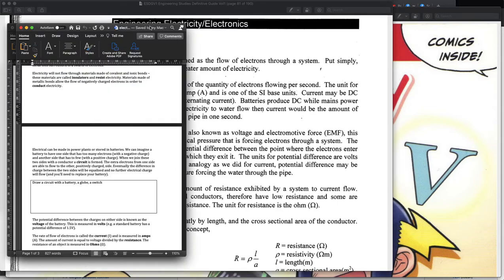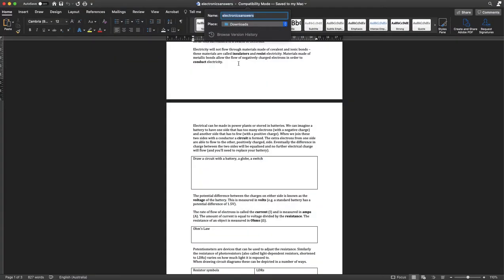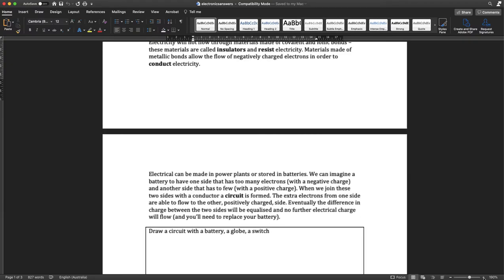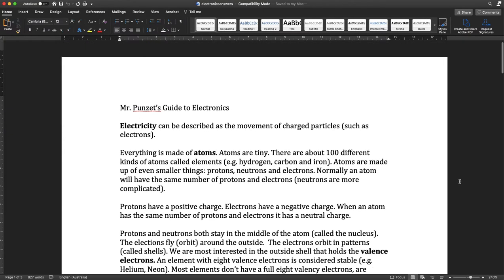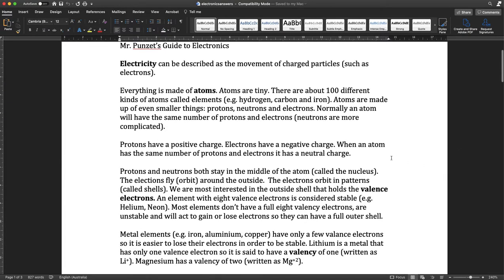Okay, so I've got this document here, and no one's really interested in reading this whole document, but I'll quickly summarize it for you. Okay, well, first of all, electricity can be described as the movement of charged particles, including electrons or ions.